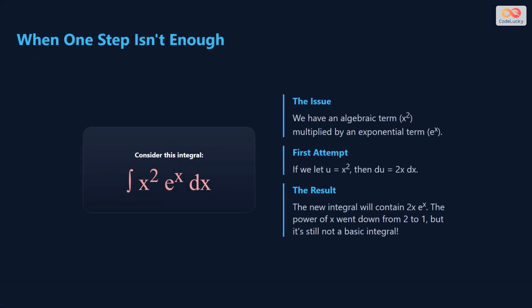Consider the integral of x squared times e to the power of x. Here we have an issue. If we choose u equals x squared, differentiation gives us 2x. This reduces the power from 2 to 1, but we still have an x term multiplied by e to the x. One application of the formula isn't enough to solve it completely.